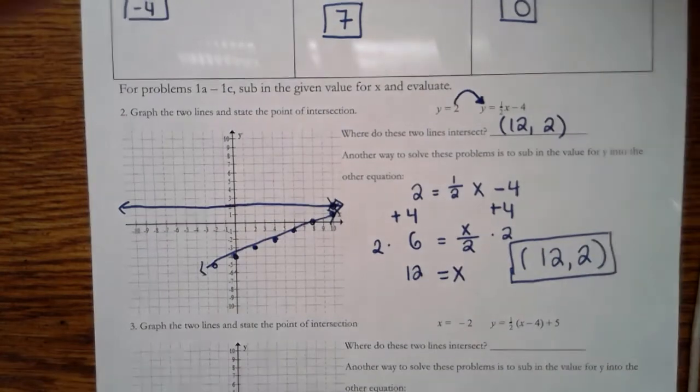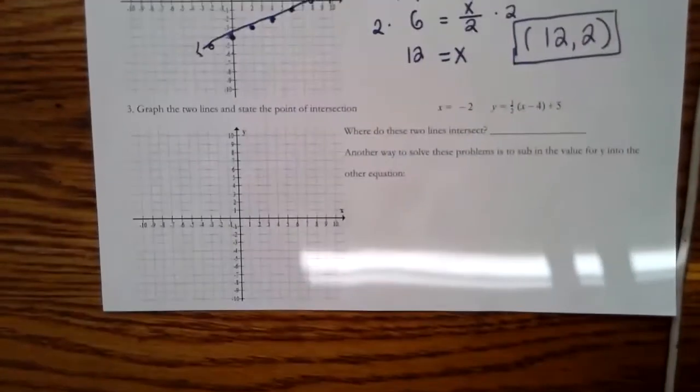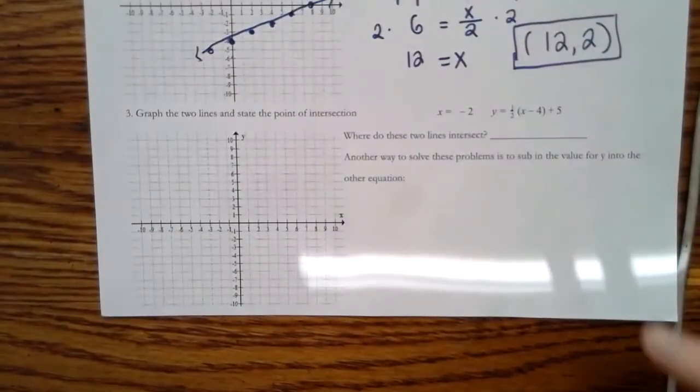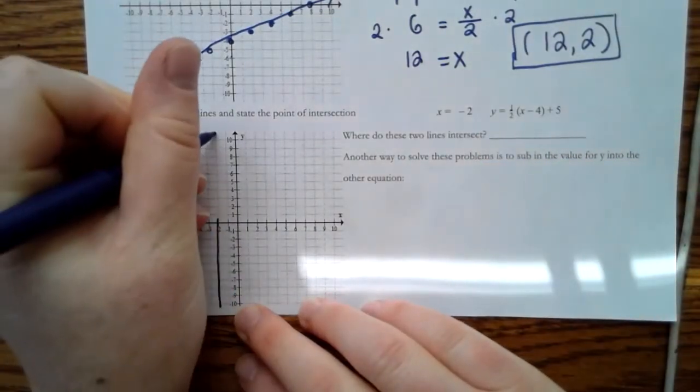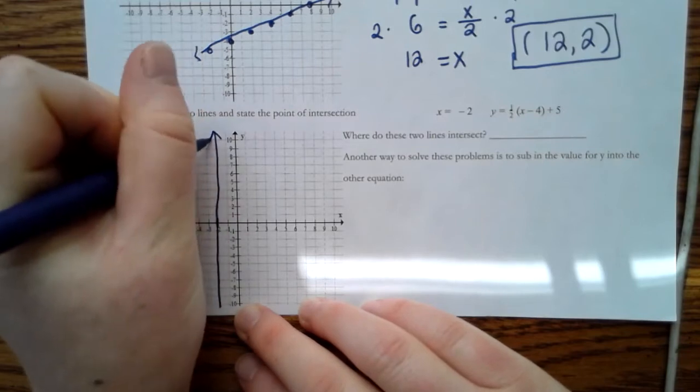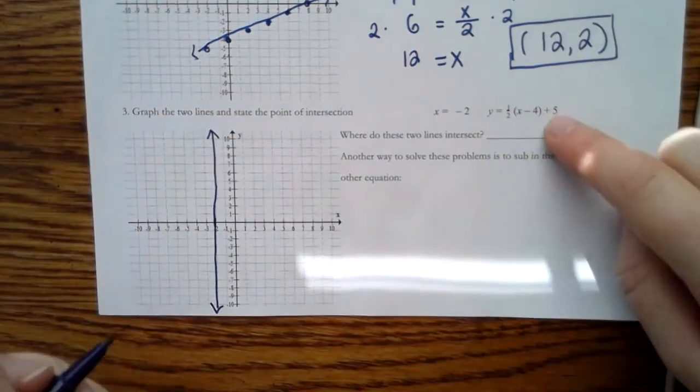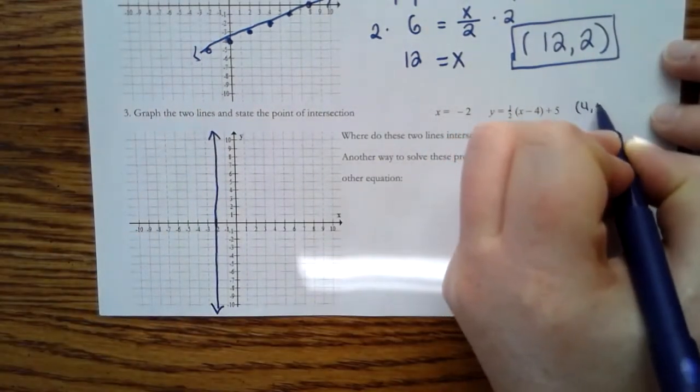Okay, let's try number 3. I'll start with the graphing this time. X equals negative 2 is this line right here. We are reviewing graphing. This is going to be the point 4, 5.